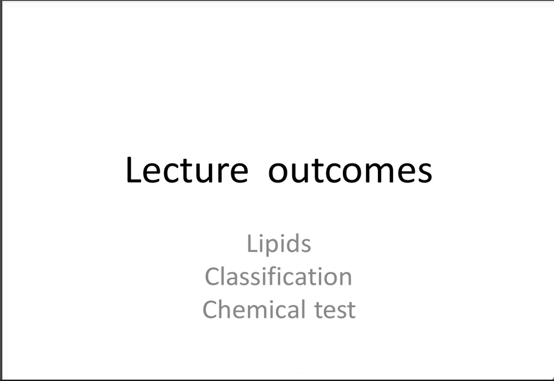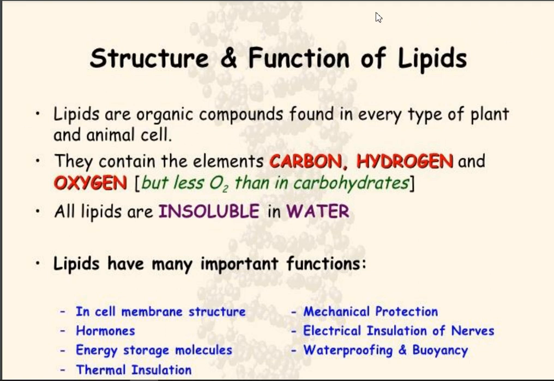Hello all, in this video we are going to study the pharmacognosy of lipids or fats, their classification, and the chemical tests. As we are all aware, lipids are organic compounds found in every type of plant and animal cell. Lipids are also known as fats. They contain the elements carbon, hydrogen, and oxygen, but oxygen is much less than in carbohydrates.